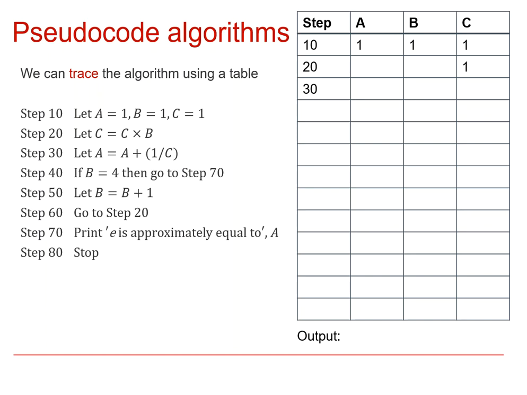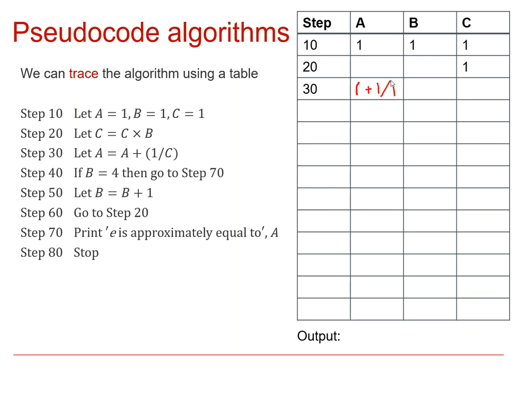And then step 30, this is where we're going to pick this up, says let A equal A plus 1 over C. So that means that we're going to update the value of A with the current value of A, which is 1, plus 1 over the current value of C.